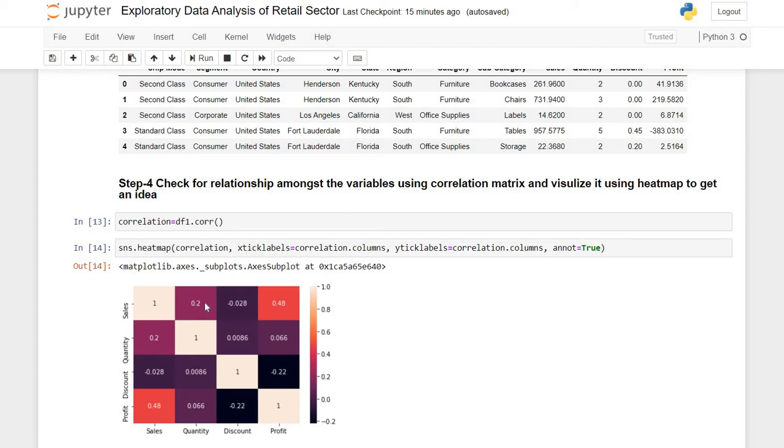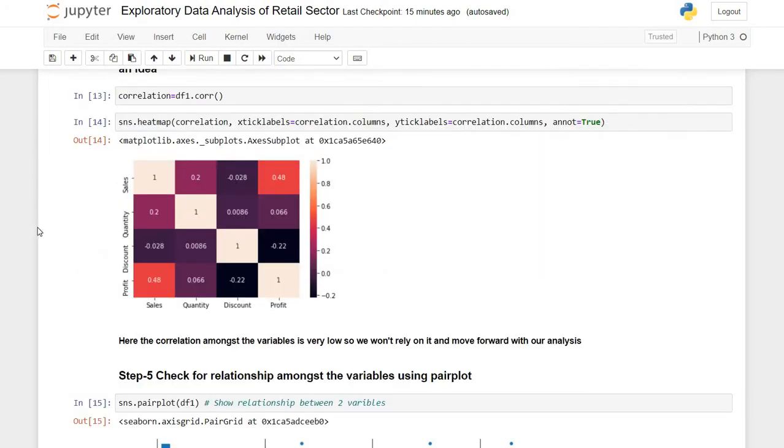If the correlation is high, then we can derive a conclusion from that. However, here in all the columns and rows, there is very low correlation. So we cannot derive any conclusion from those. Here the correlation amongst the variables is very low.